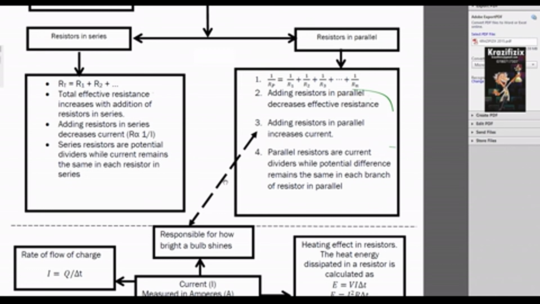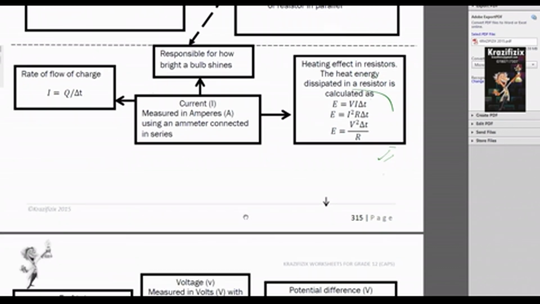On the other hand, adding resistors in parallel decreases the effective resistance. The more resistors you have in parallel, the lower the effective resistance. And with lower resistance, what happens to current? Current increases. We know that parallel resistors are current dividers. Current is responsible for how bright a bulb will shine.